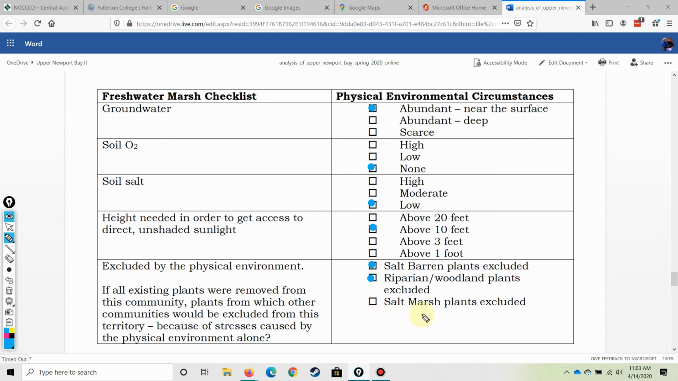However, the salt marsh plants would do fine in the freshwater marsh. So salt marsh plants, the cordgrass, can tolerate the seawater, but they don't need salty soils. So if you cleared out that freshwater marsh area and planted salt marsh plants, the cordgrass, they would do fine.